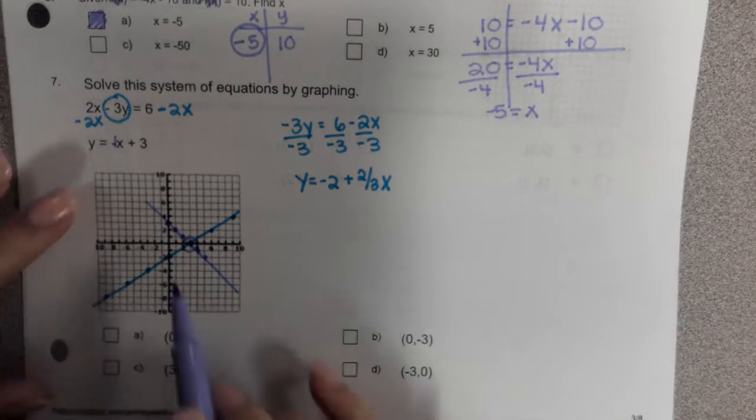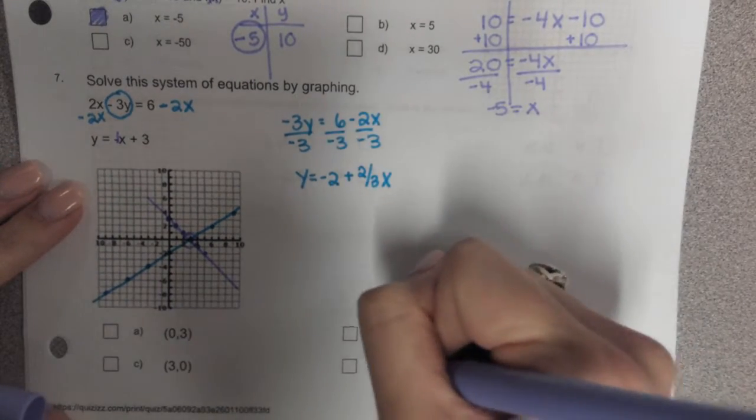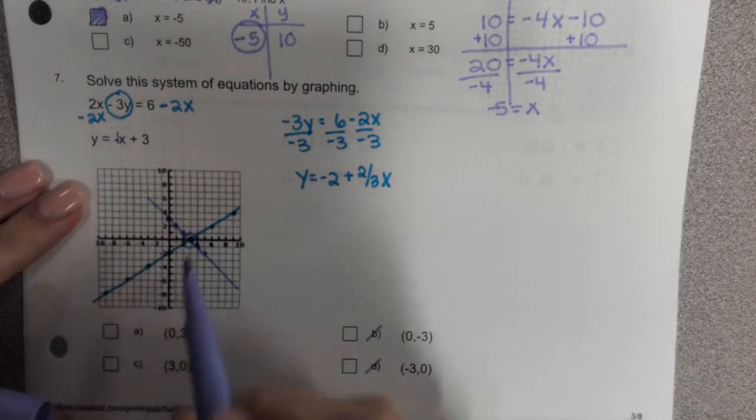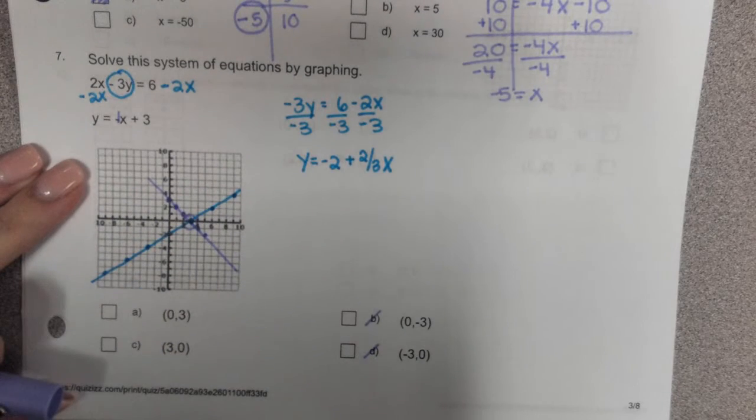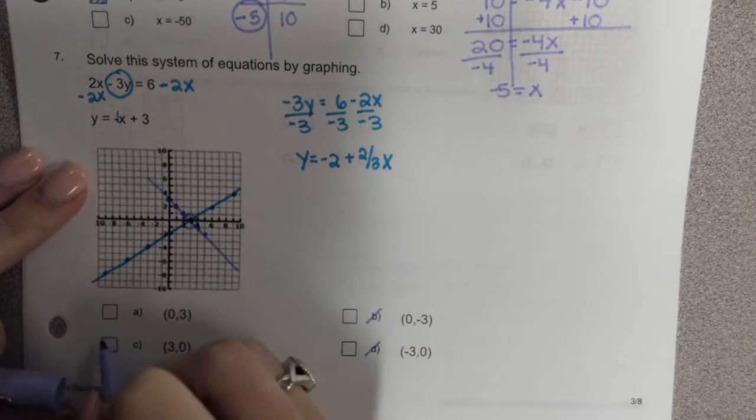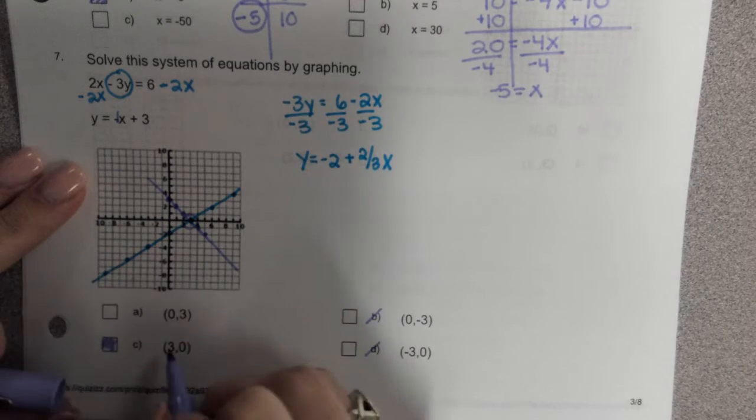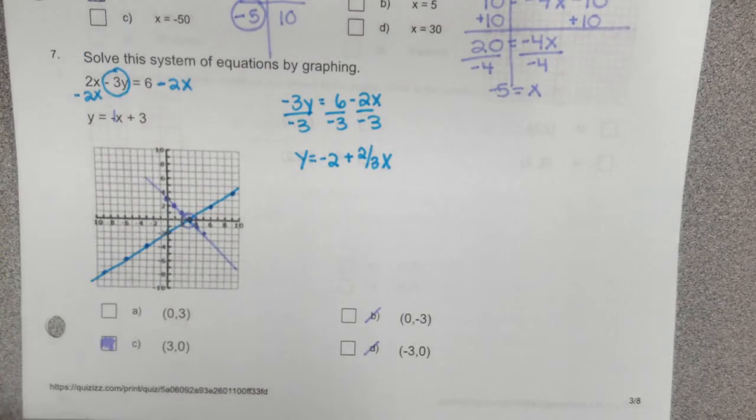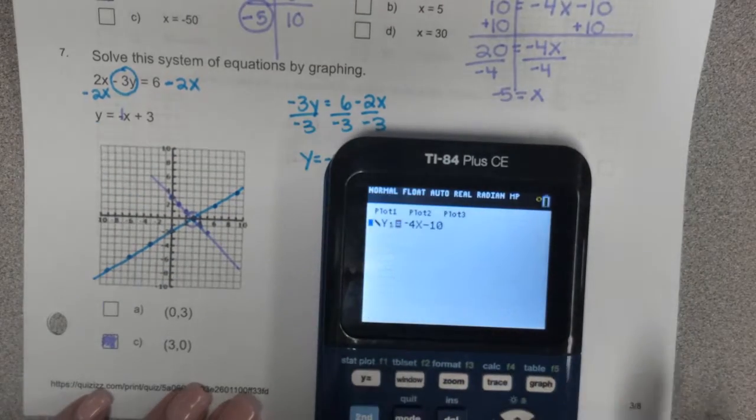Okay, so all of these are kind of tricky. We know that's a positive number, so it's not B or D. And this is an x-intercept, also called a zero. So this is the point (3, 0). The x value is 3, the y value is 0. Now, maybe you struggle with graphing, so we can always check our answer.